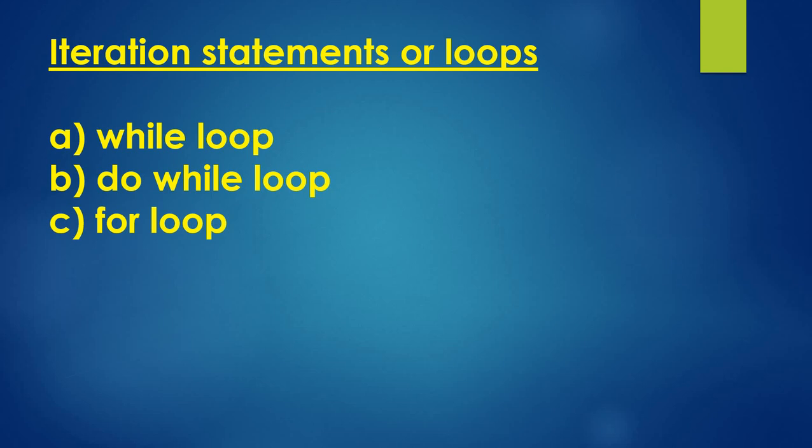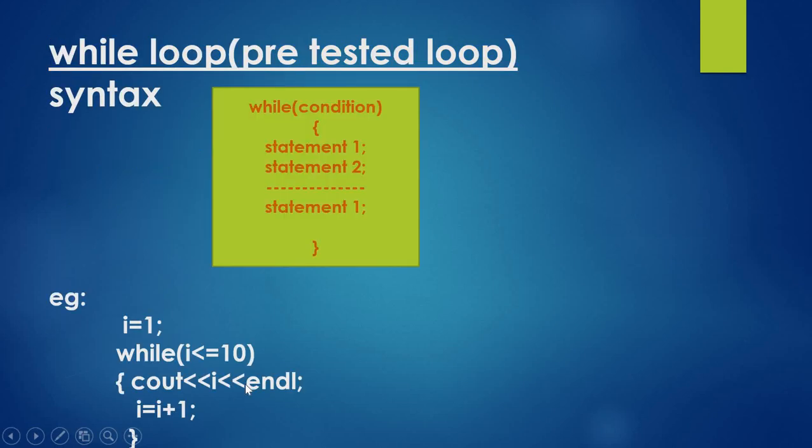Iteration statements or loops. What are all the iteration statements? We have already learned in chapter 5. Iteration statements are while loop, do while loop and for loop. What is the use of an iteration statement? If some statement is to be executed repeatedly, then we can use the while loop, do while loop or for loop.